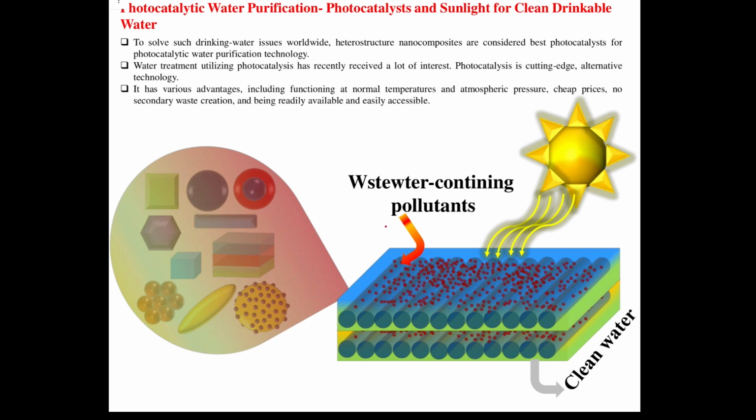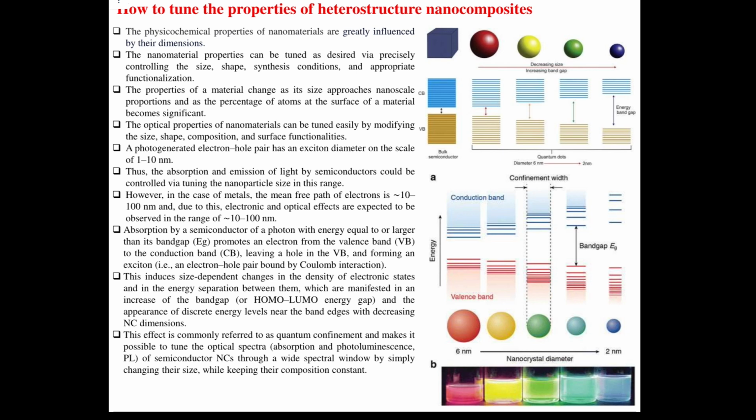For that, we need to tune the properties of these materials. These properties can be tuned by tuning their size, shape, and their band gap. Band gap is very important here, because we will only discuss band gap tuning here. This band gap will determine which source of light you can use, and that will help you.